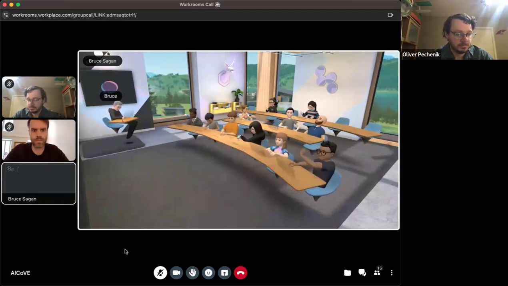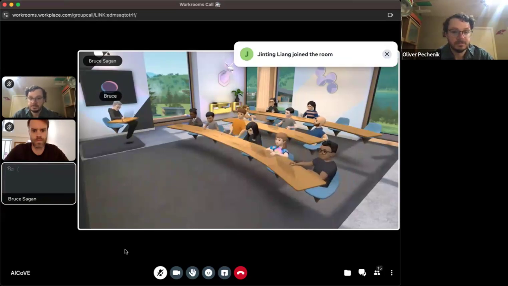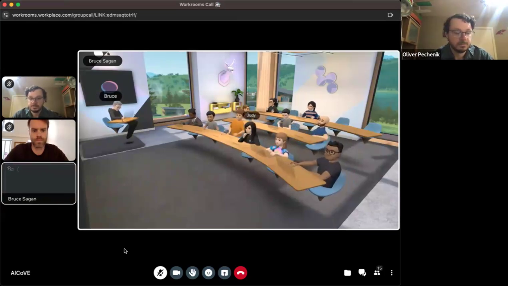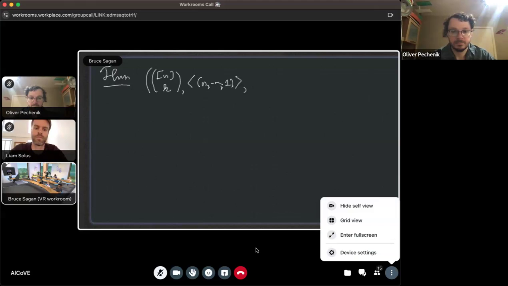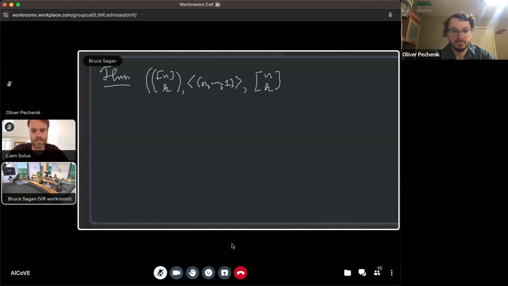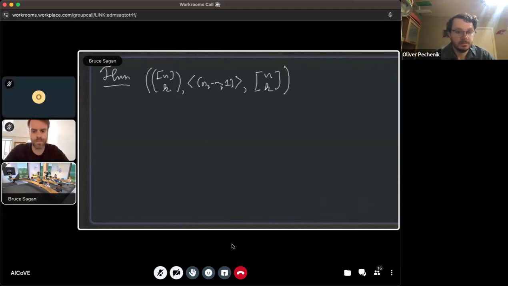that the following triple, consisting of the K element subsets of an N element set, the group generated by this N cycle, then finally the Q binomial coefficient N choose K, exhibits cyclic sieving.